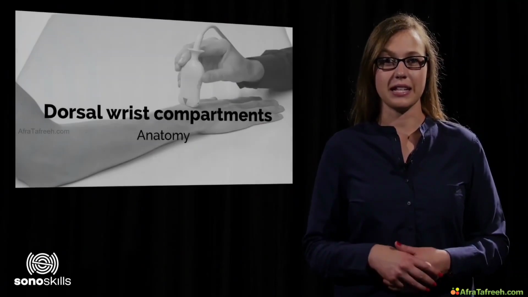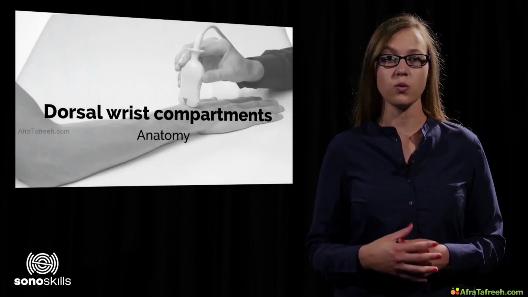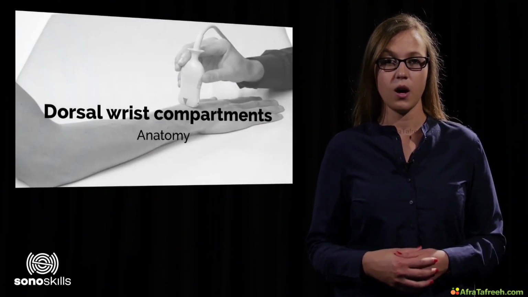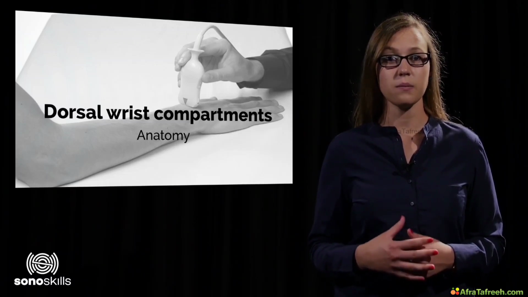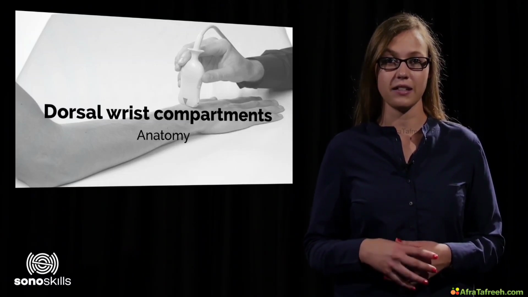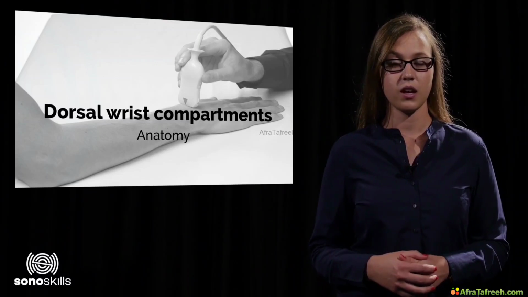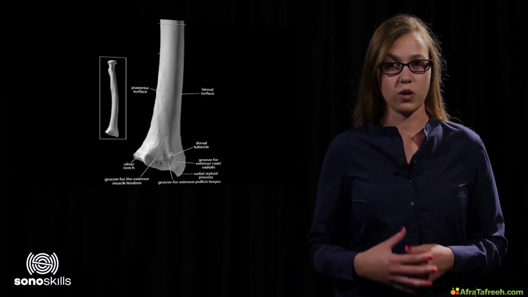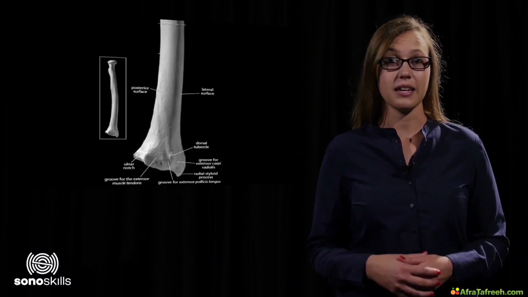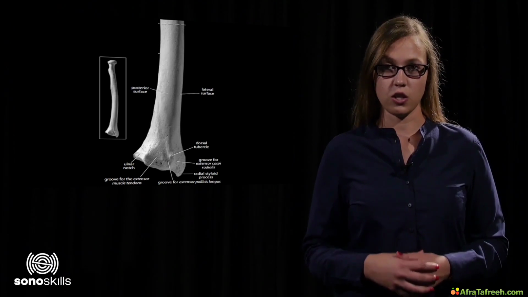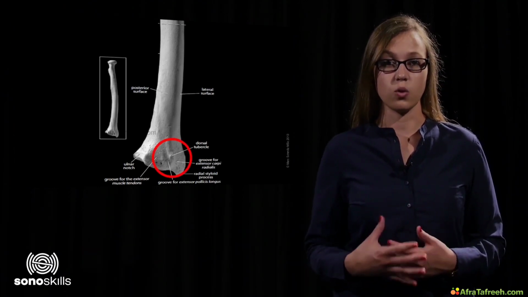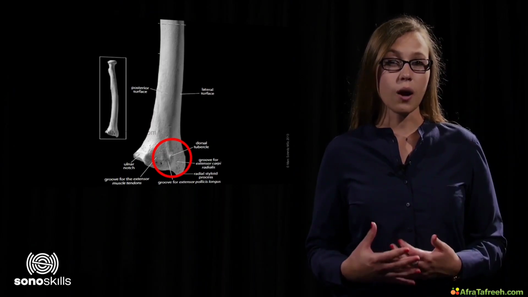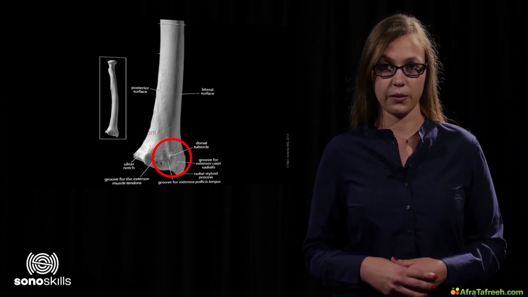The goal of this presentation is to discuss the dorsal wrist compartment anatomy of the multiple tendons crossing the wrist joint in the 6 compartments present underneath the extensor retinaculum. For scanning the 6 wrist compartments accurately, a major bony landmark is used. This bony landmark is called the dorsal tubercle, or more commonly known as Lister's tubercle.